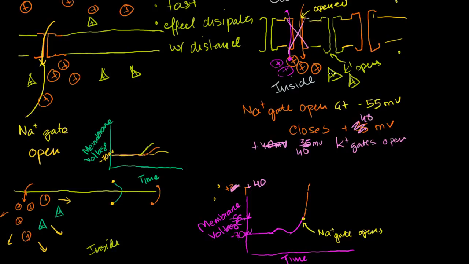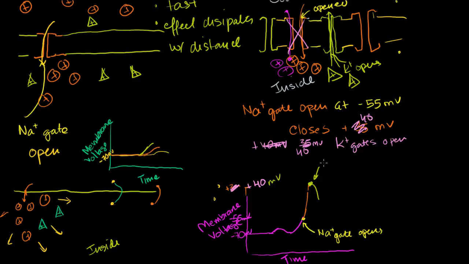So this opens. These guys want to escape because there's less potassium outside. They want to go down their concentration gradient. And it's also very positive on the inside. We're at plus 40 millivolts. So they also want to escape. So they start escaping the cell. So positive charges start exiting the cell from the inside to the outside. So we become less positive again. So let me write what happens here.